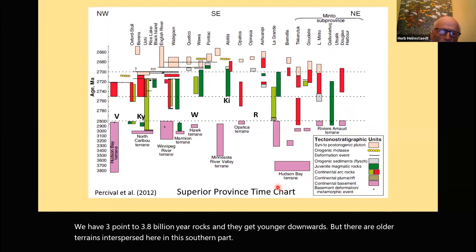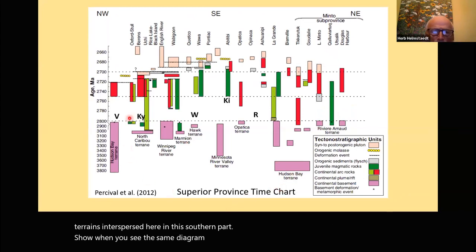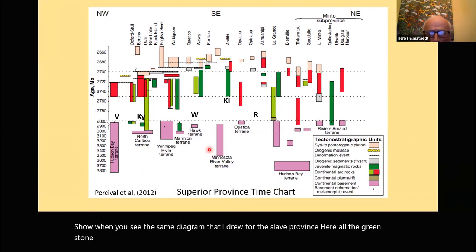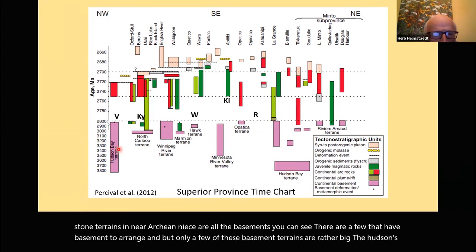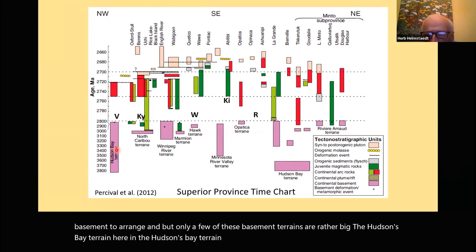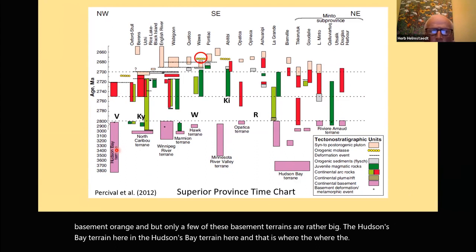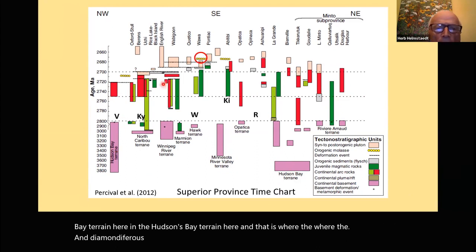So when you see the same diagram that I drew for the Slave province, here are all the greenstone terrains, the Neo-Archean, these are all the basements. You can see there are a few that have basement terrains, but only a few of these basement terrains are rather big. The Hudson's Bay terrain here and the Hudson's Bay terrain there, that is where the diamondiferous kimberlites are. And here, this is where the detrital diamonds first came up to the surface.